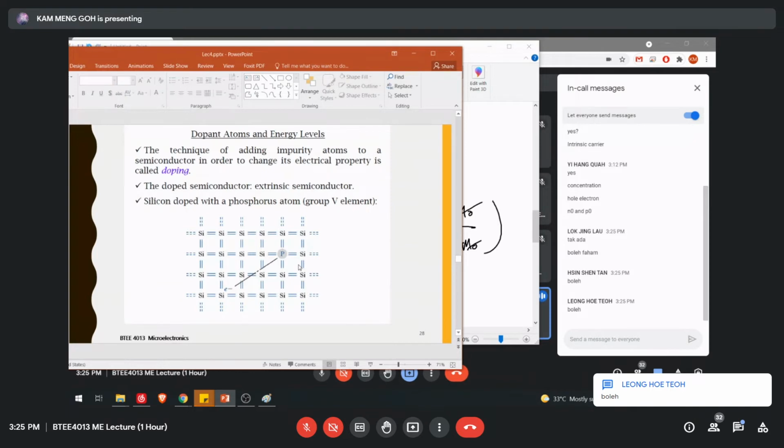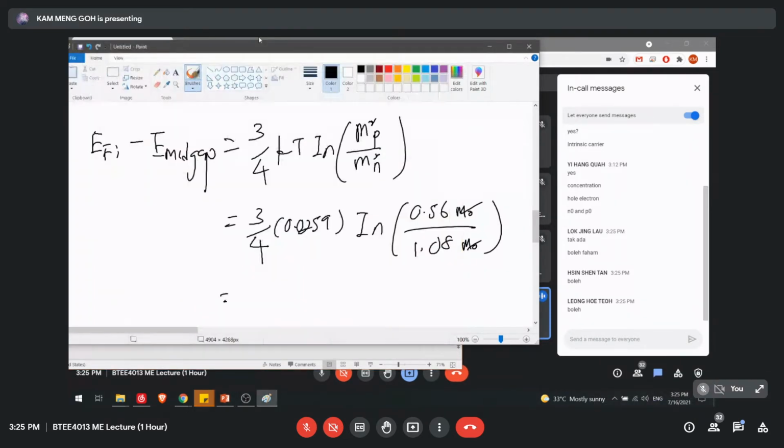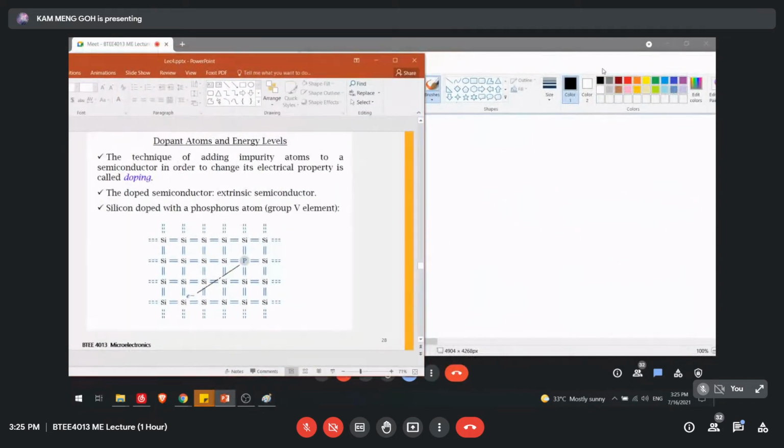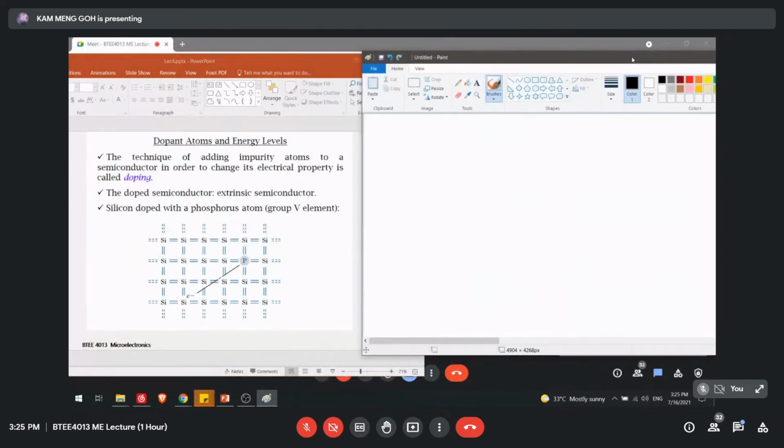So since you can understand this, let us try to understand what is the extrinsic semiconductor. As I mentioned, if you are adding some extra impurities, no matter if it's extra electrons or extra holes, it will cause the intrinsic semiconductor to become the extrinsic semiconductor. The process of adding the impurities, we call it doping. For example, in this diagram, mostly it is silicon, but you are adding phosphorus. So the phosphorus is the doping process, the adding process.